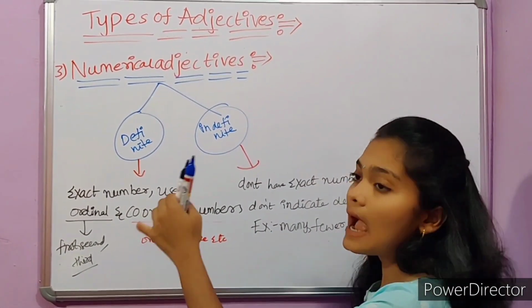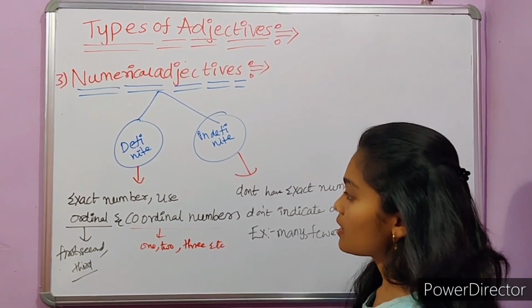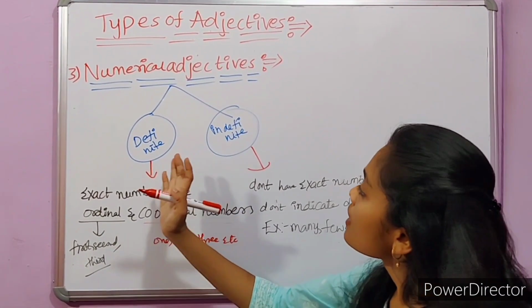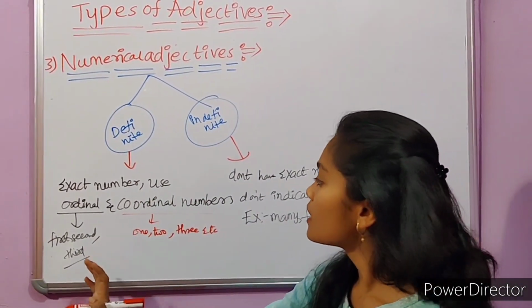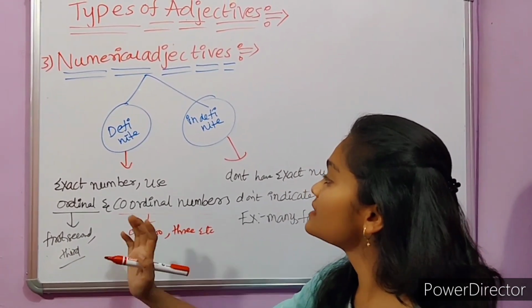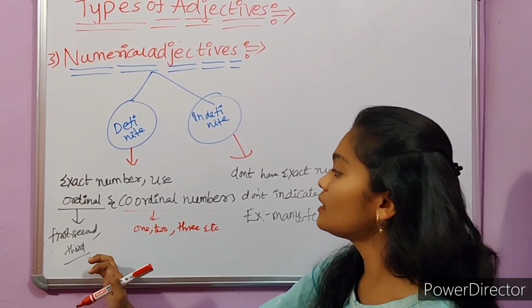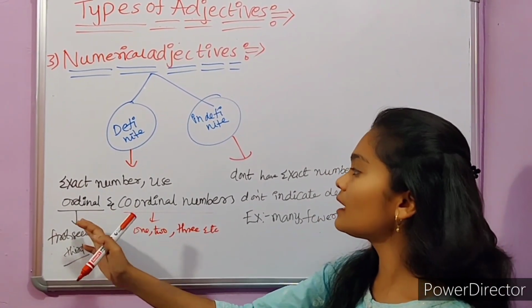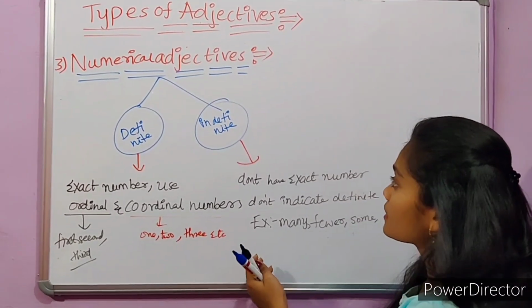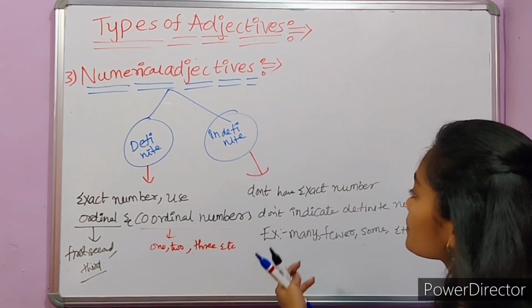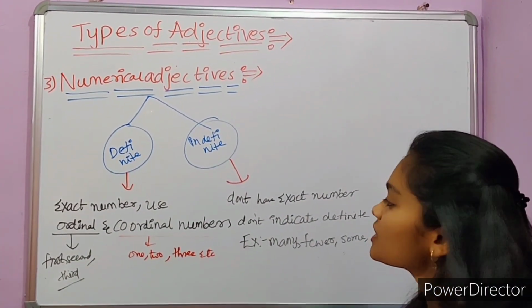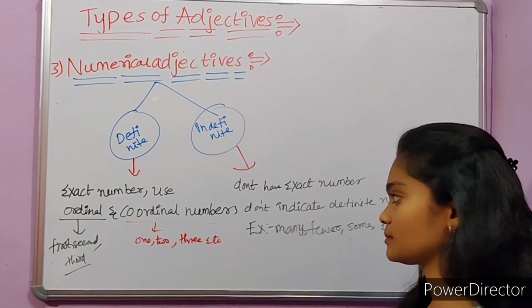Numerical adjectives answer the question how many. There are two types, definite and indefinite. Definite numerical adjectives represent the specific or exact number. That means they use ordinal as well as cardinal numbers like 1, 2, 3 and first, second, third. And indefinite numerical adjectives indicate an indefinite number. That means they do not specify the exact number.